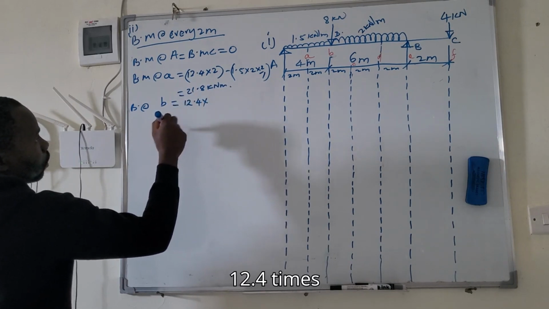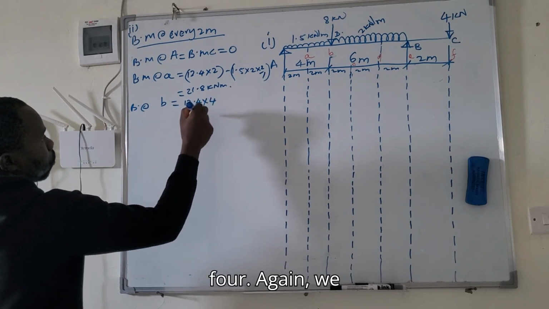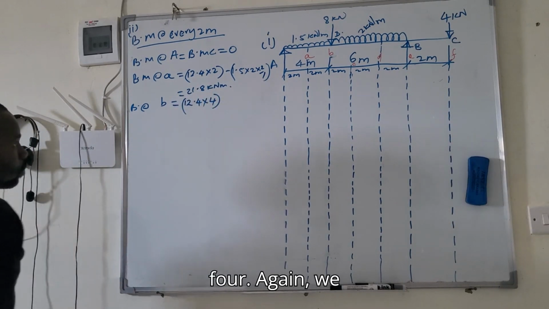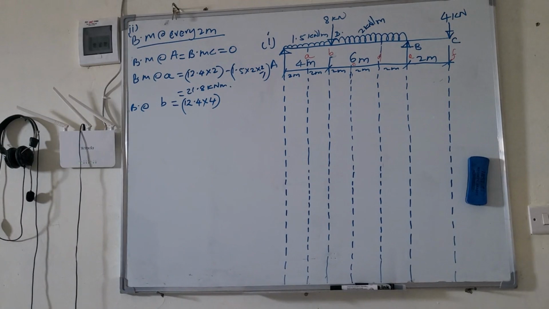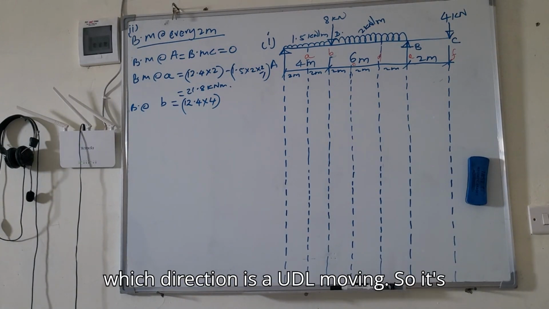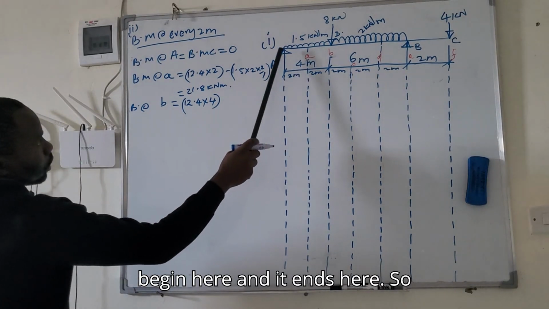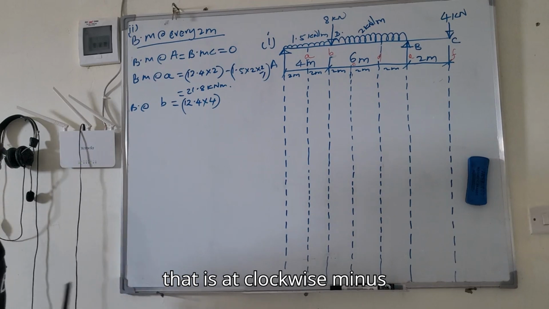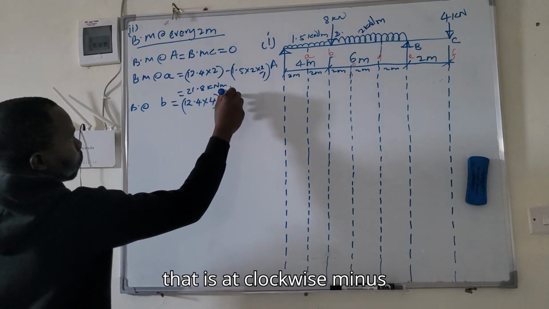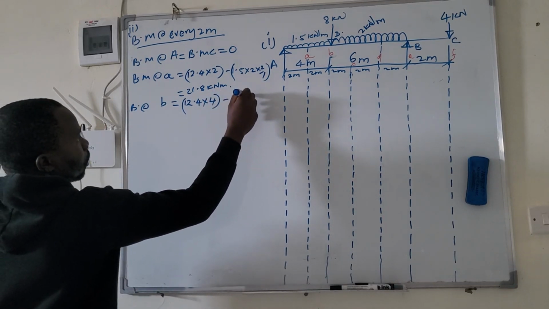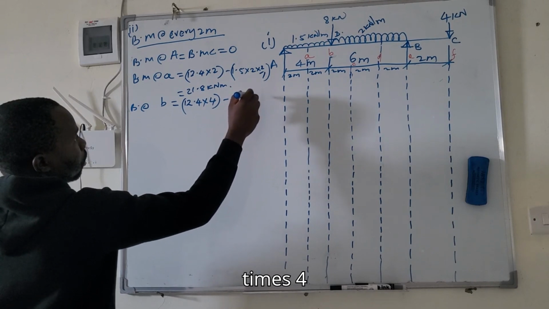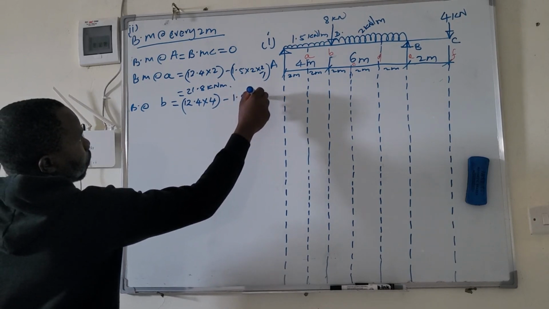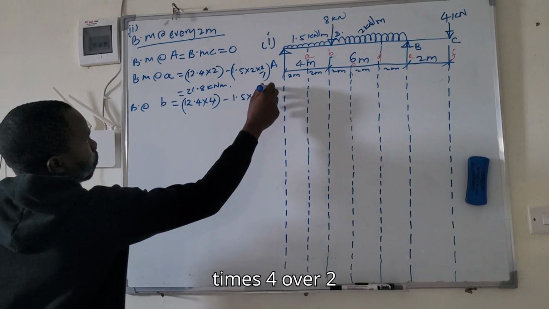12.4 times 4. Again, we have a UDL spanning 4 meters. In which direction is the UDL moving? It begins here and it ends here, so that is anti-clockwise. Minus 1.5 times 4 times 4 over 2.